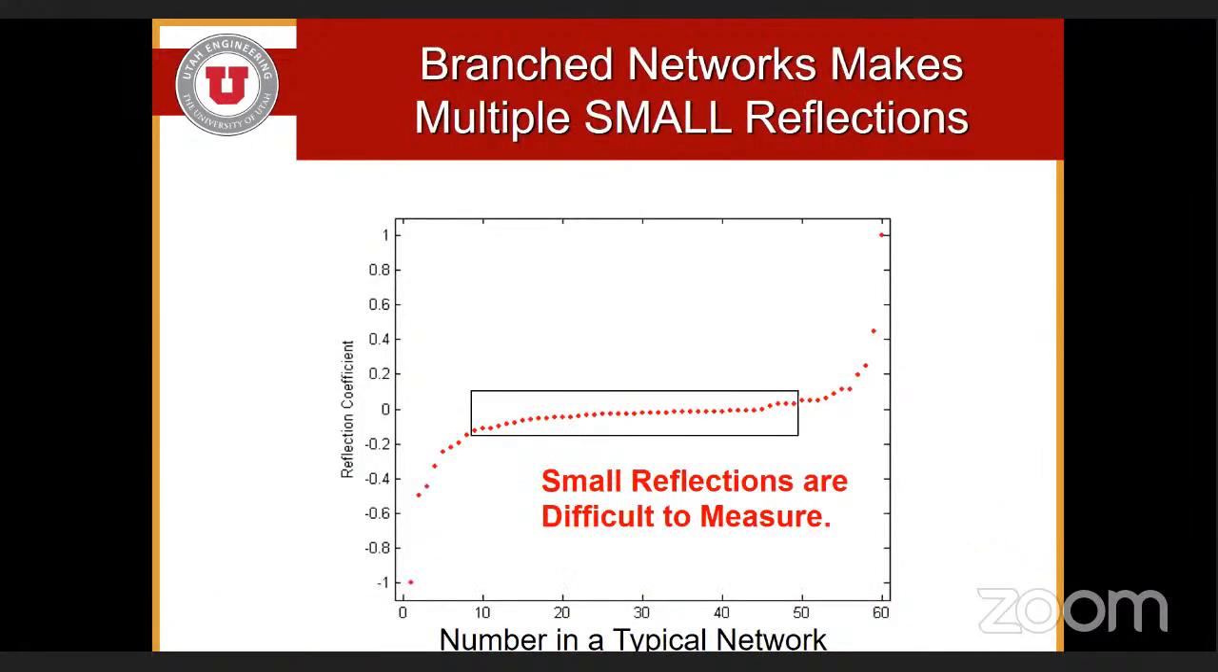Here's the bigger challenge though. So here are the small reflections. Each one of those dots is one of the reflections from this line. And you can see this box here in the middle. See how many of those small reflections are just so small. This box has the magnitude that we consider to be our detectable range of the reflection coefficient. So you see that many of these reflections are actually out of the range of a measurement instrument.